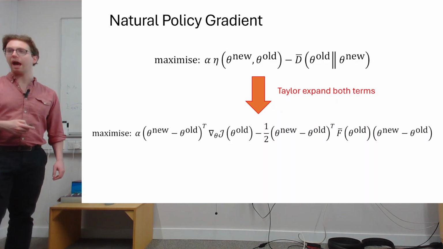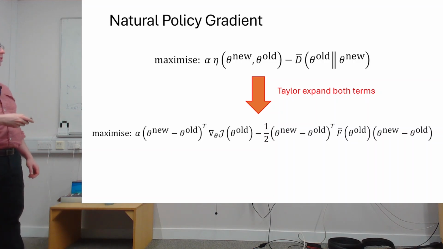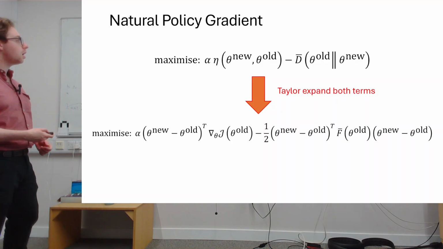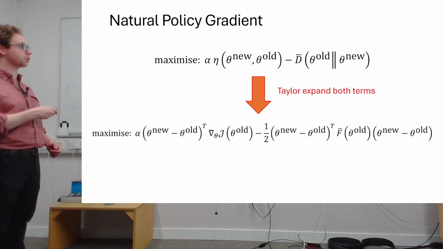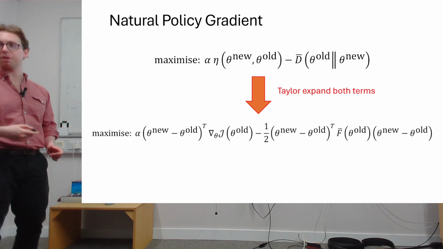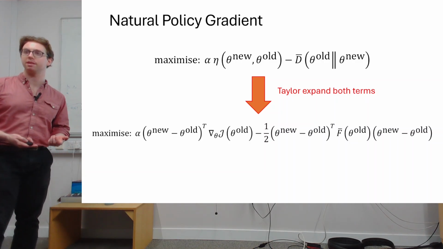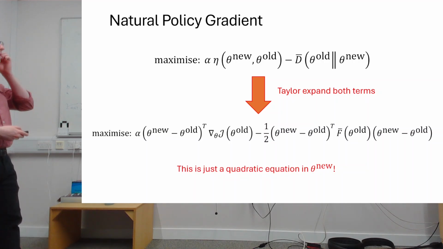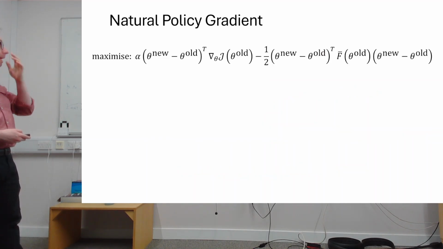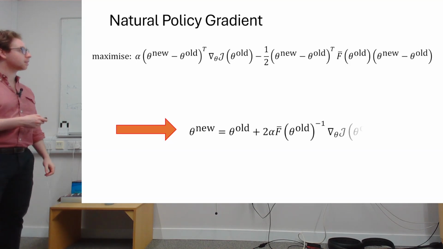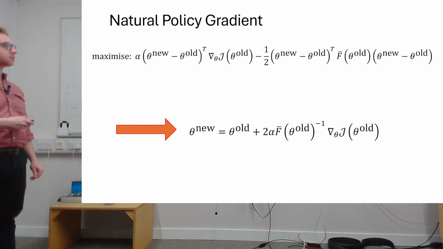Okay. If you look at this, this is now a function of theta nu. Remember, we're maximizing this as a function of theta nu, the new policy parameters. This is just a quadratic expression in theta nu, and because it's quadratic, I can analytically write down its maximizer, and this turns out to be theta nu is theta old plus 2 alpha average Fisher information matrix inverse policy gradient direction.